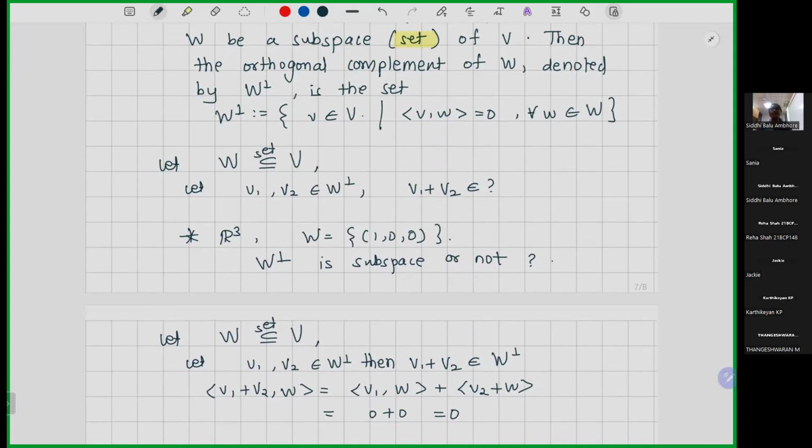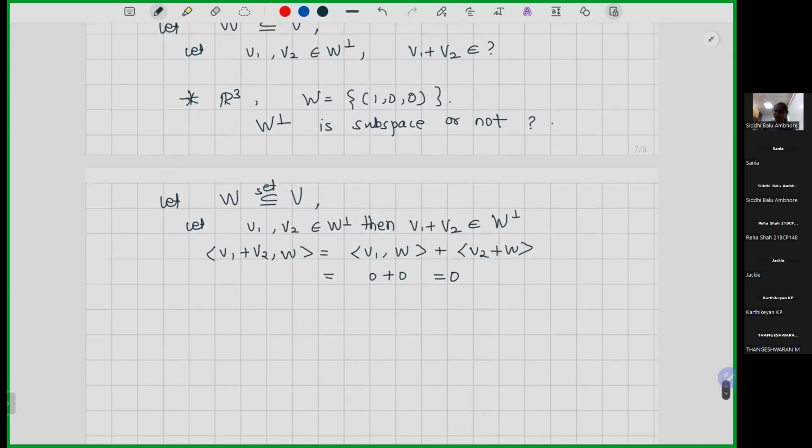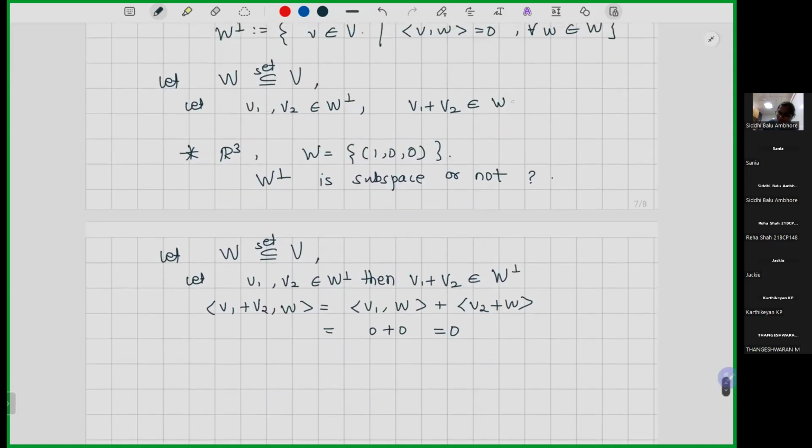Ma'am? What I was saying, sir, since V1 and V2 were in W, I had written W here. That's why you got confused. No, W perp. I am saying W perp is a subspace. Okay. And since that's V, V belongs to W perp. Okay, yes.